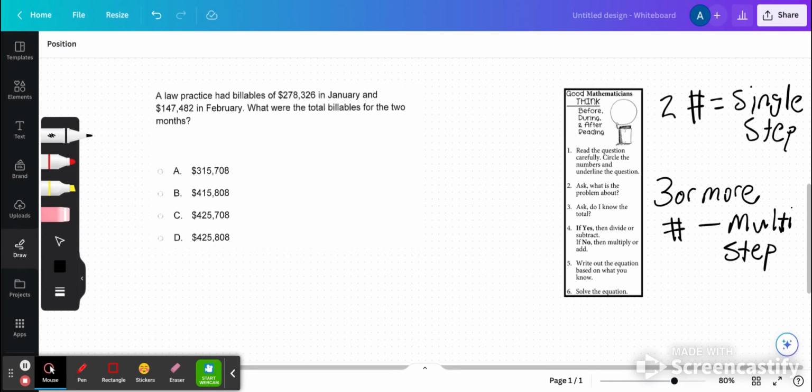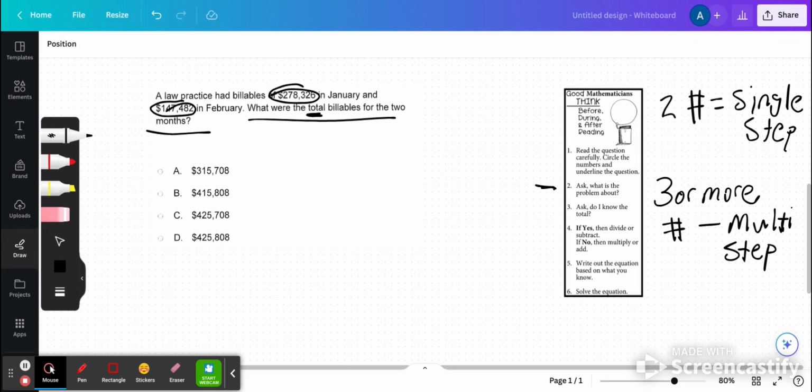So our first step is going to be circling the numbers, and we're going to be underlining the question. Okay. And what I like to do is look for keywords in the question. So something that stands out to me is going to be total. So I'm looking for the total. That typically is a clue when you're looking for the total that it's going to be an addition problem. But we're going to go to our next steps just to confirm it.